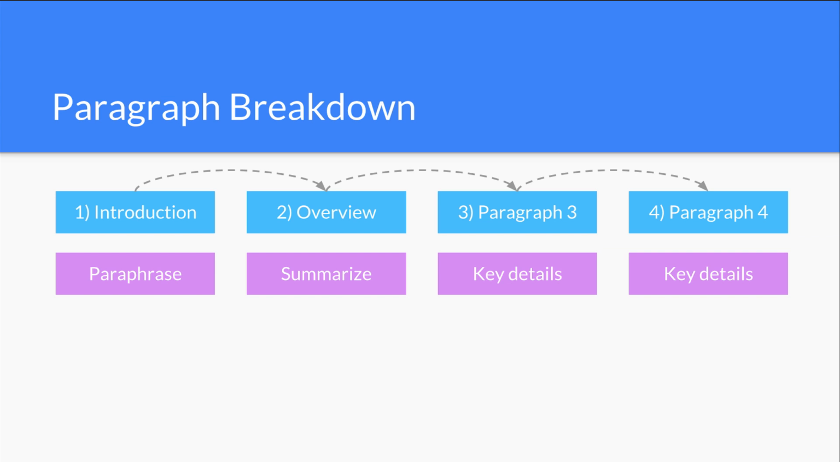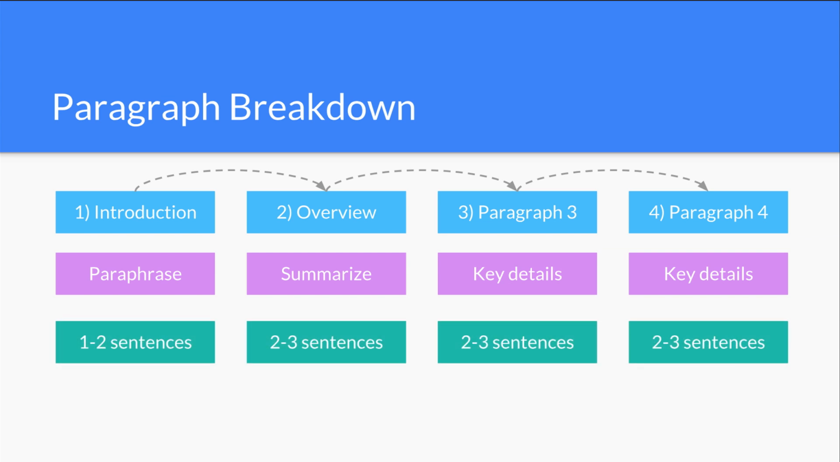Now let me give you a quick overview of how many sentences you need to write for each of these paragraphs. So for the introduction paragraph, you have to write 1 to 2 sentences. And then, for the remaining paragraphs, you only have to write 2 to 3 sentences for each paragraph.